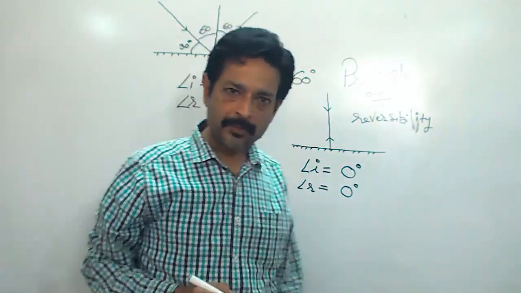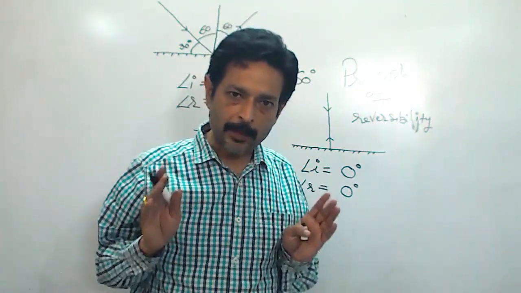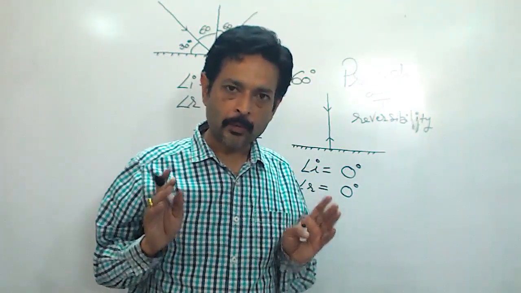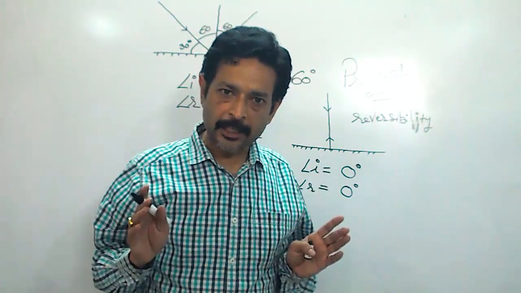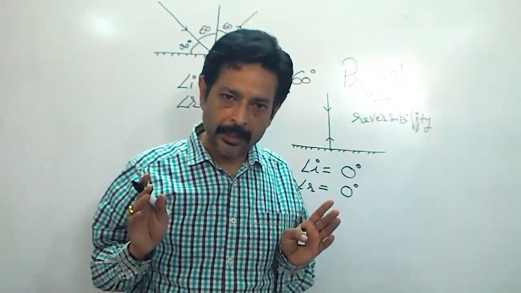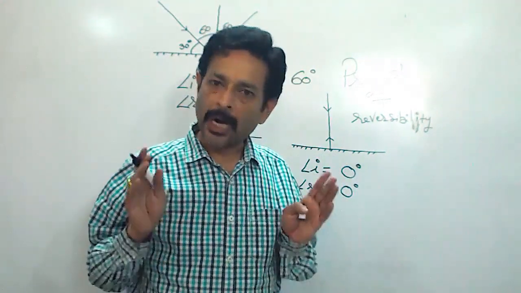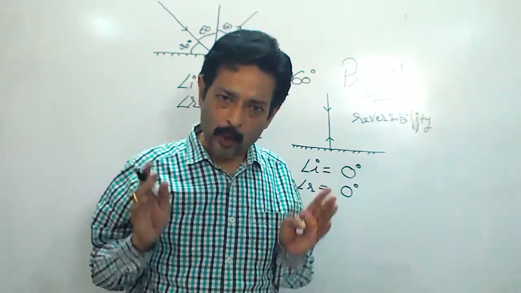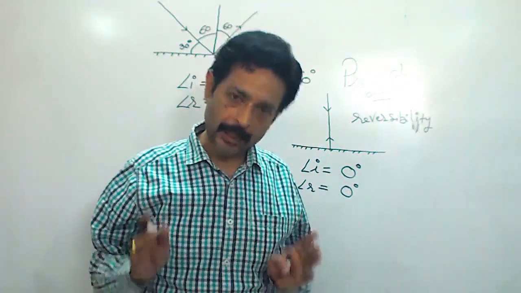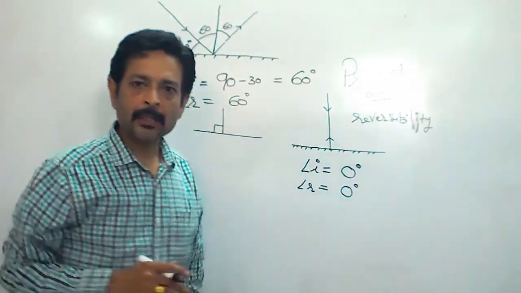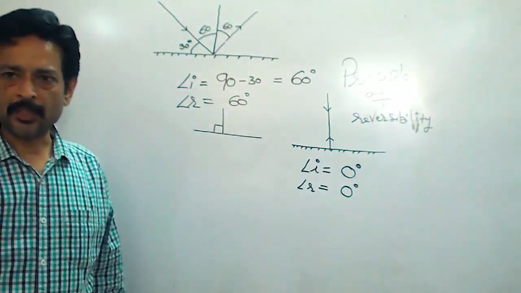What is the principle of reversibility? According to the principle of reversibility, when an incident ray falls perpendicularly to the mirror, after reflection, it goes back following the same path. This is called the principle of reversibility.